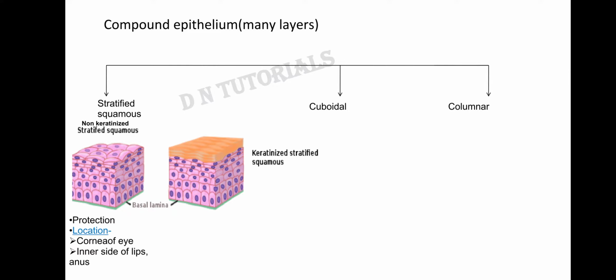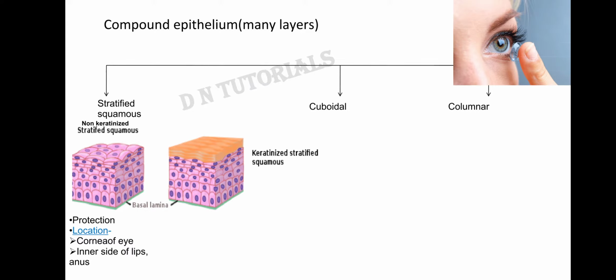The main function of non-keratinized stratified squamous epithelium is protection. It is located in the cornea of your eye. Cornea is the part of your eye that bulges forward. At that place you have the presence of non-keratinized stratified squamous epithelium. It is also located in the inner side of your lips and anus.